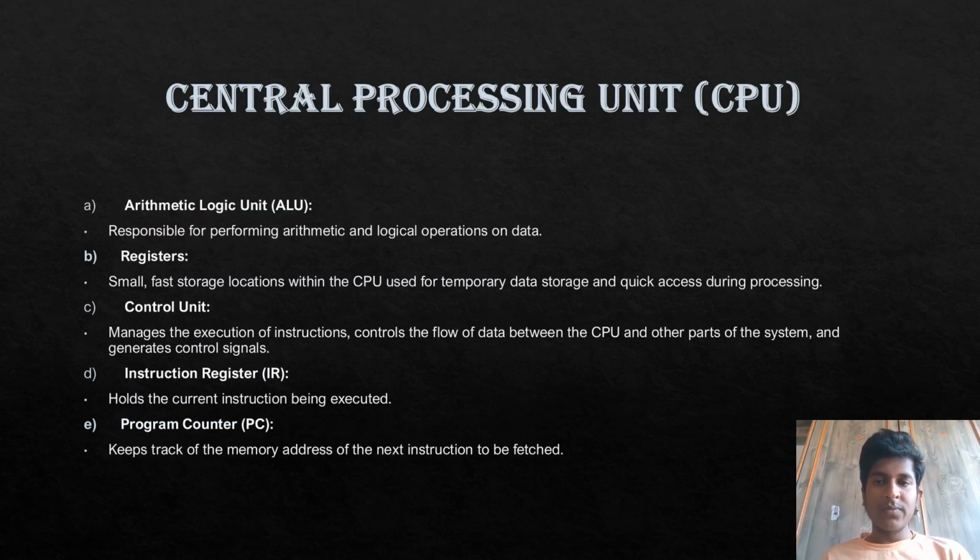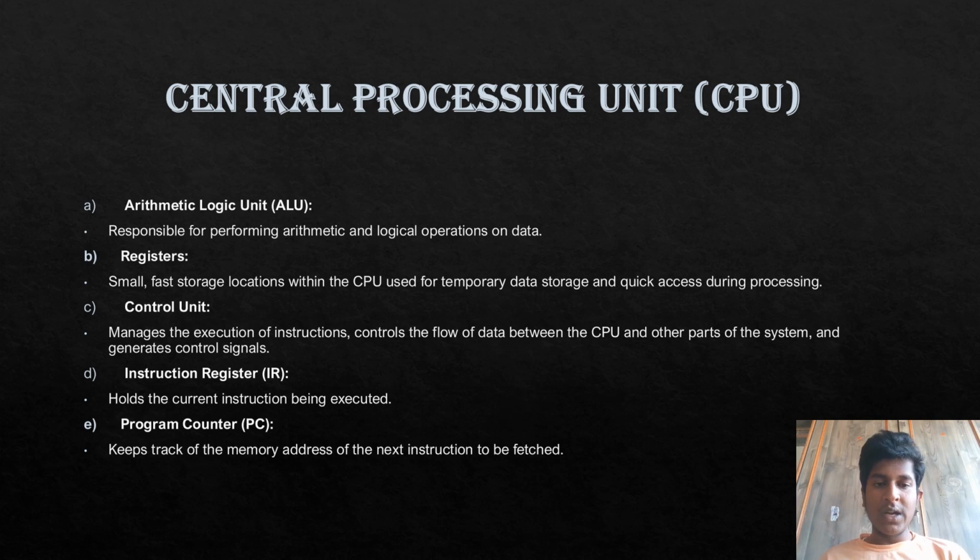Central processing unit (CPU). First, arithmetic logical unit, also known as ALU, responsible for performing arithmetic and logical operations on data. Registers, small fast storage locations within the CPU used for temporary data storage and quick access during the processing. Control unit manages the execution of instructions, controls the flow of data between CPU and other parts of the system, and generates control signals.